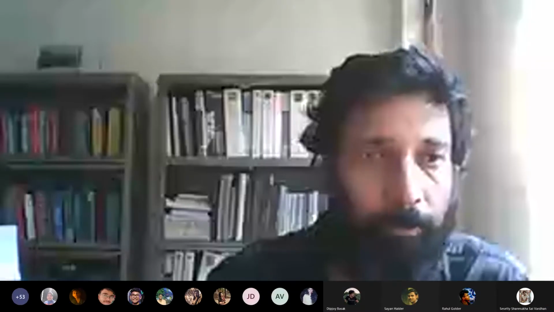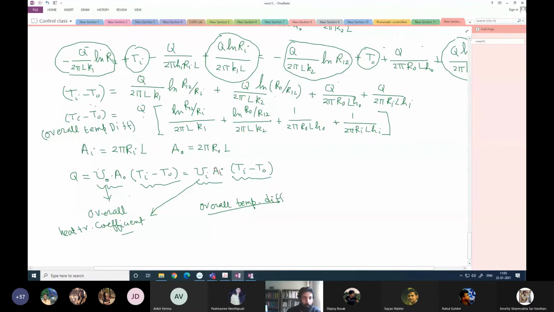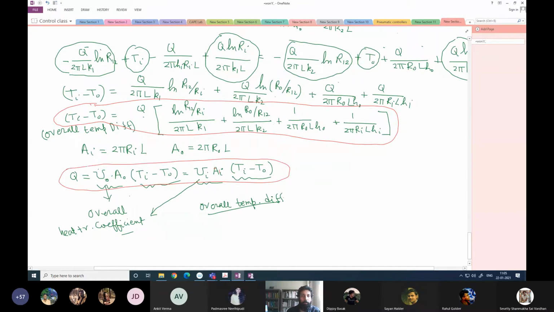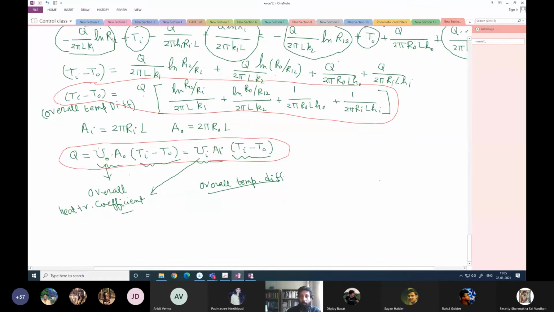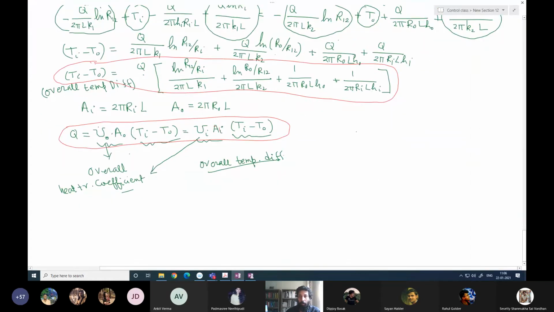Using this expression and these two expressions, we can get the expressions for 1 over Uo, outside, and 1 over Ui, inside. So write these expressions. This gives us the overall resistances.